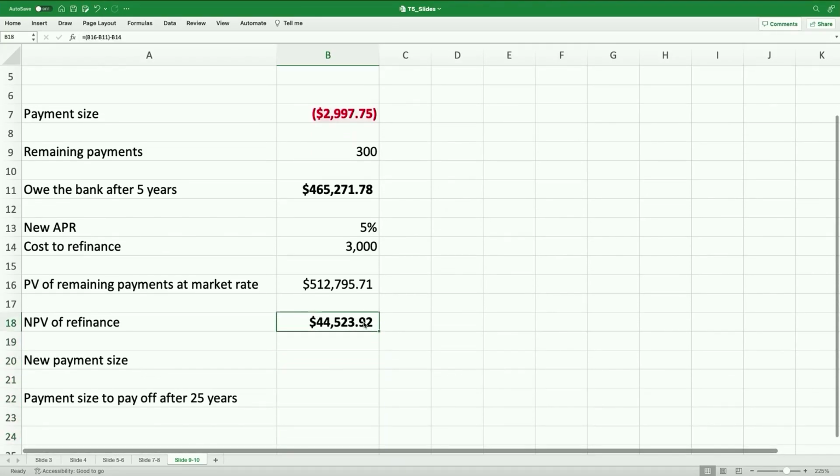All right, so is it worth refinancing? Yes, the NPV is positive, big and positive. That benefit you get of about $47,000 is way bigger than this cost of $3,000.